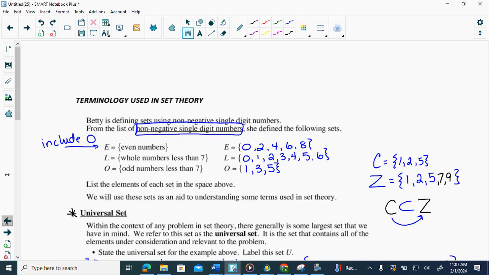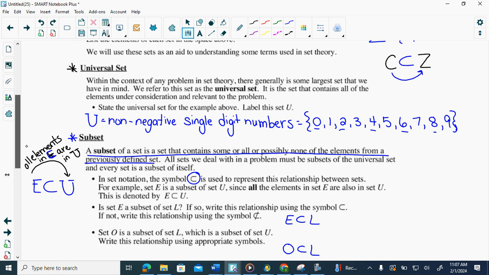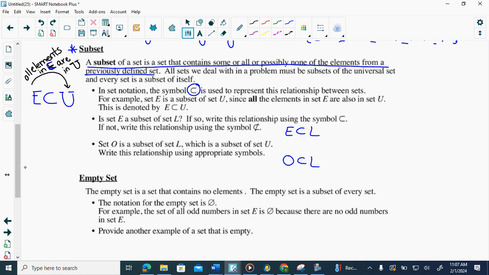You can pick your pencils back up. We're going back to this. So here it says, is set E a subset of set L? Is set O a subset of set L? So I want you guys to tell me that. Is this true? Is this true? Looking up at E and O and L at the very top of your page, you tell me if they are. You leave them like this. If they're not, you put slashes through them. Try it out.